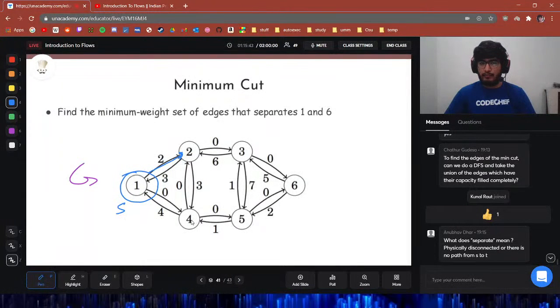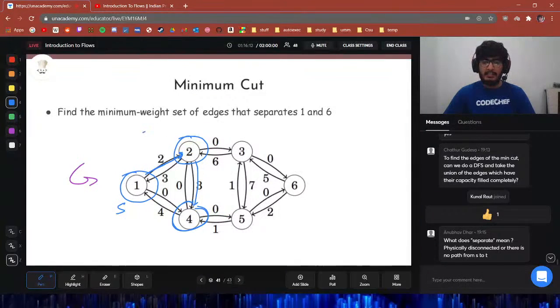I cannot reach 4 right now because this edge is 0. So I'm going to go to 2 because this is 2 right now. Then I'm going to go to 4 because this has weight 3. Now I cannot go to any other node. I cannot go to 3 because this has weight 0. I cannot go to 5 because this is also weight 0.